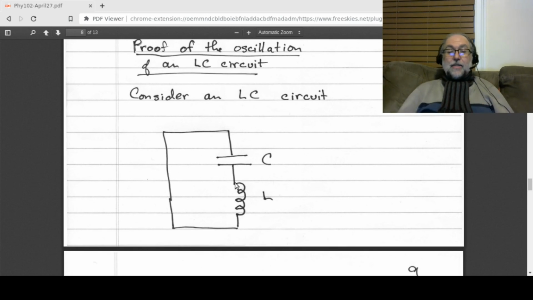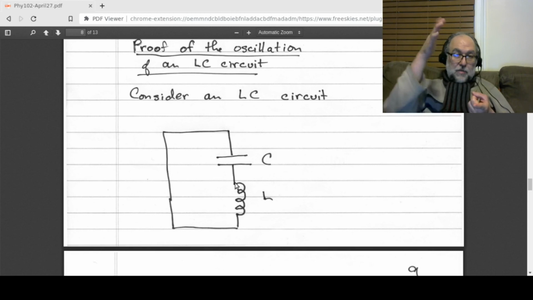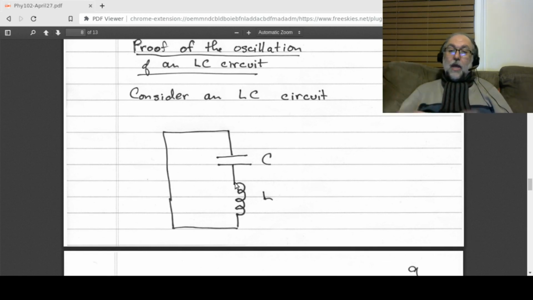All right, guys, that's it. Just a quick summary. We looked at RC circuits. They exponentially decay. We looked at RL circuits. They exponentially decay. And we looked at these LC circuits, and they oscillate over time. I showed that from the differential equations that arise from the sum of the potentials around the loop. All right, thank you.